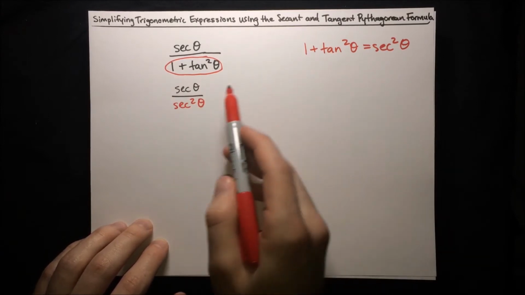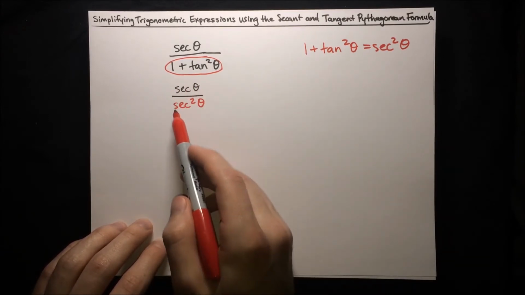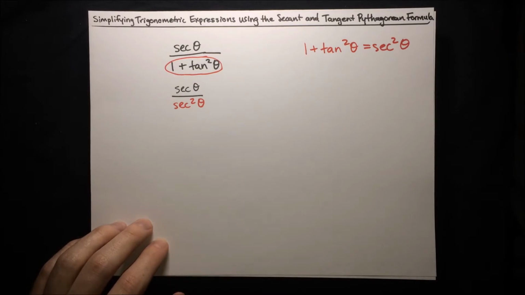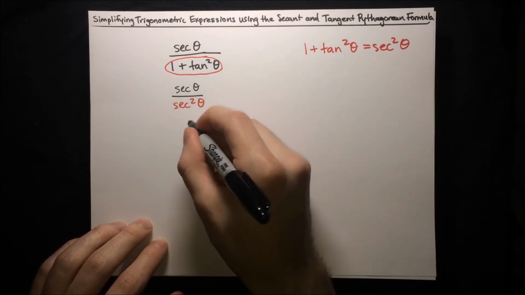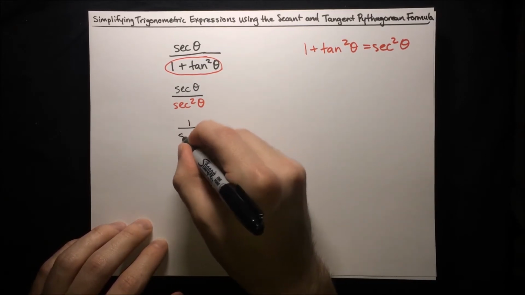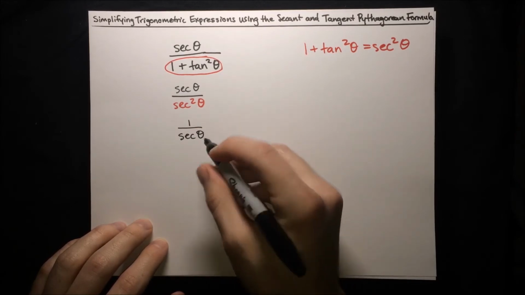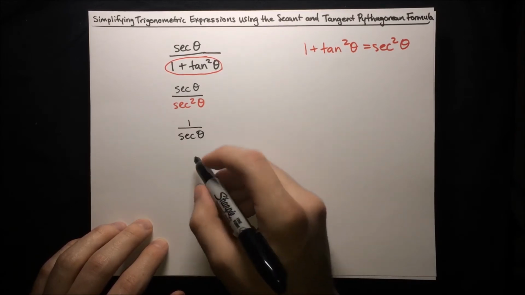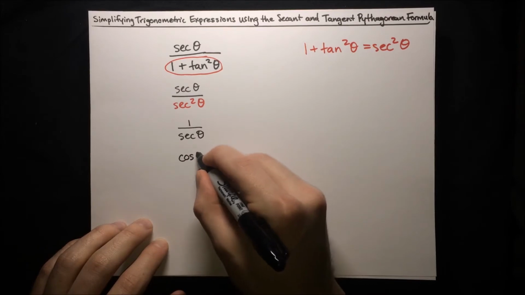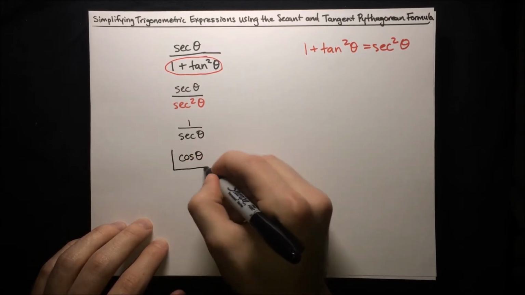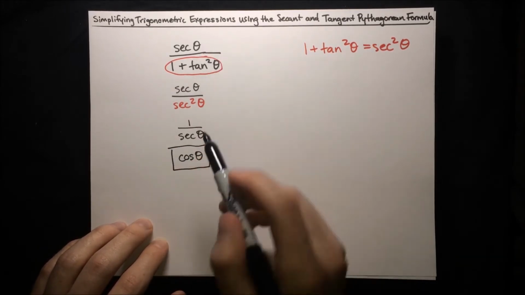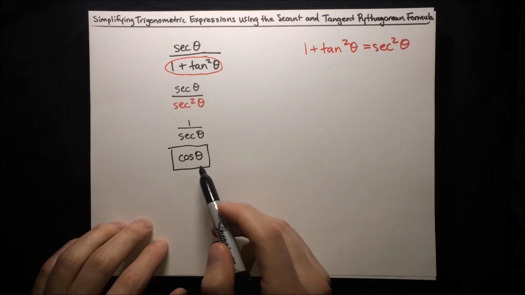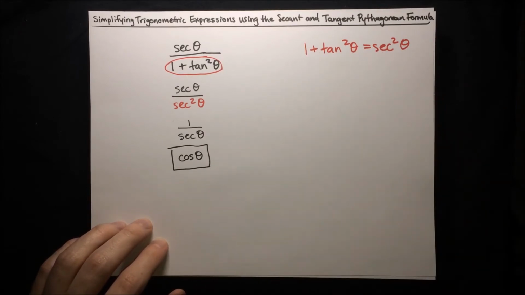Now that we've done the substitution, this expression can be simplified a whole lot. We can divide top and bottom by secant theta to just get 1 over secant theta, and 1 over secant theta is just cos theta. So there we go. This expression simplifies to cos theta, and we can figure that out using the secant and tangent Pythagorean formula.